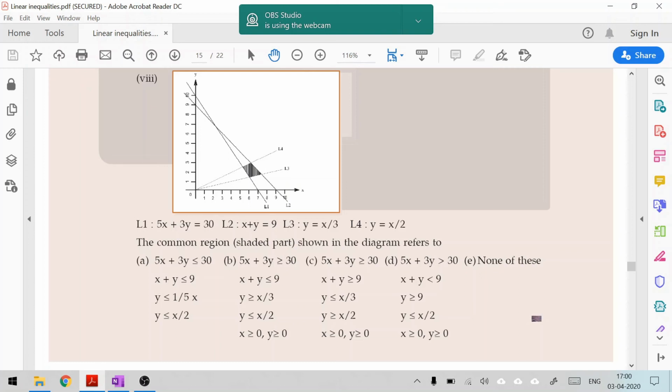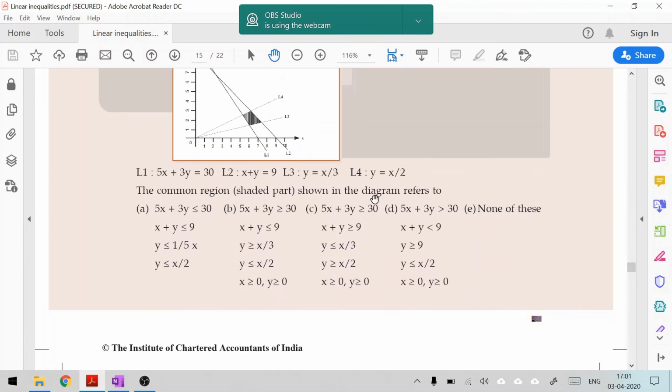Come to L2. In L2 again, if I substitute 0 and 0, the region is below the line. 0 is less than 9. Is it true? Yes, it is true. So therefore the region is towards the x-axis, which is again true in option B. Now this is true in option B but not in options C and D. So both C and D are eliminated. We are left with only option B.